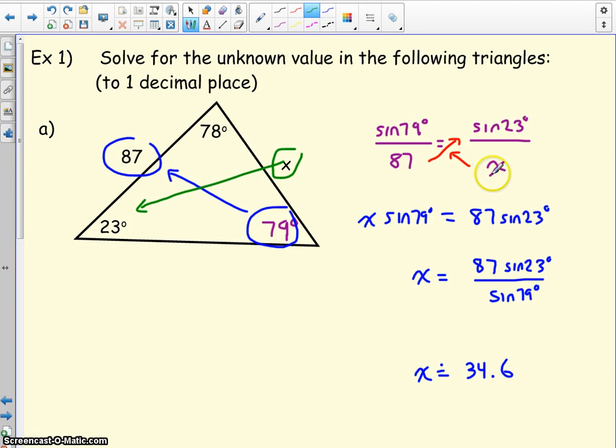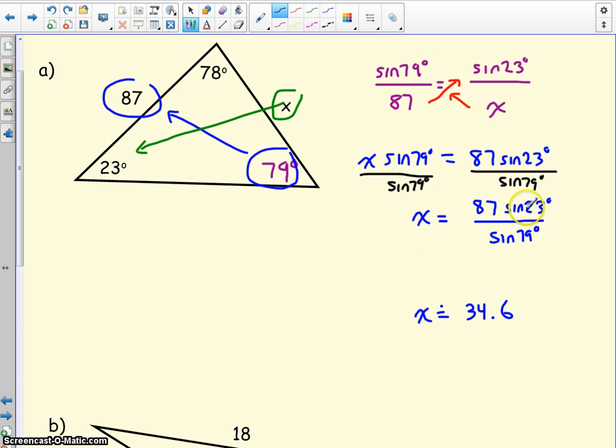So I multiplied both sides by x, moved over to the left side of the equation. I also multiplied both sides of the equation by 87 to move that out of the denominator over to the right side of the equation. So I wound up, in one step there, getting x sine 79 equals 87 sine 23. Divided both sides of the equation by the sine of 79 degrees to get my next line down here. So I have x isolated. I just need to run all this through my calculator. I should get about 34.6 for an answer.